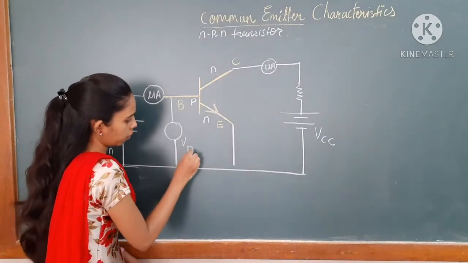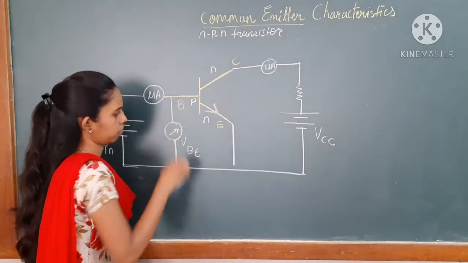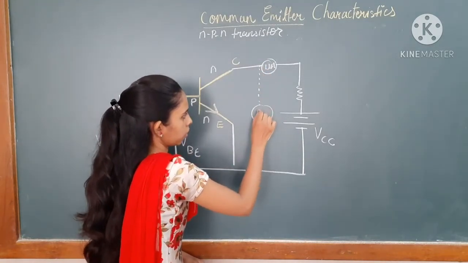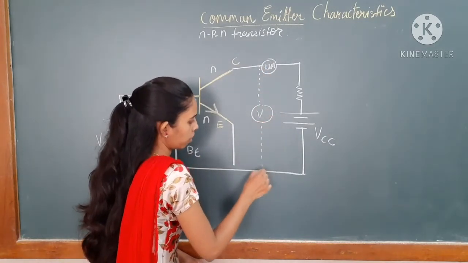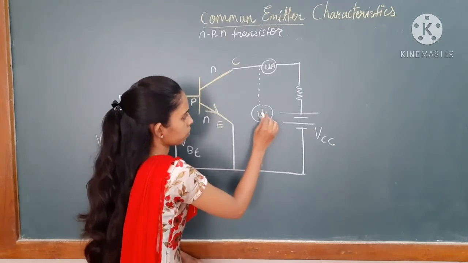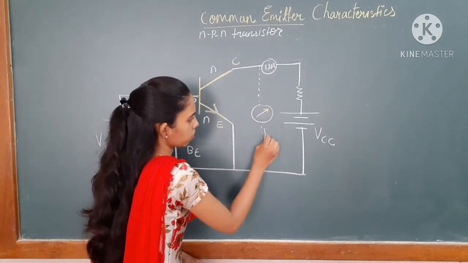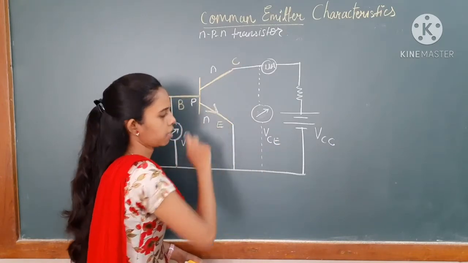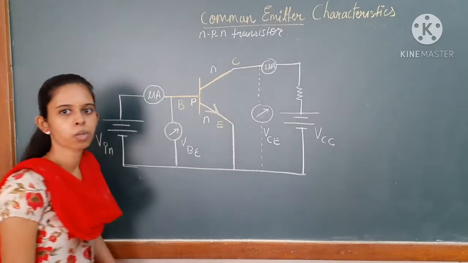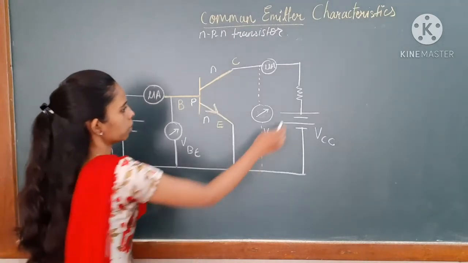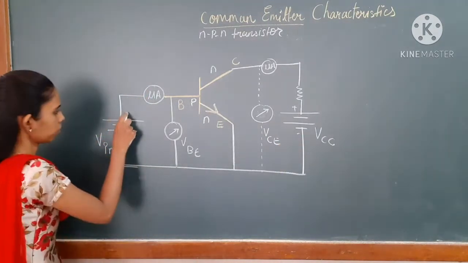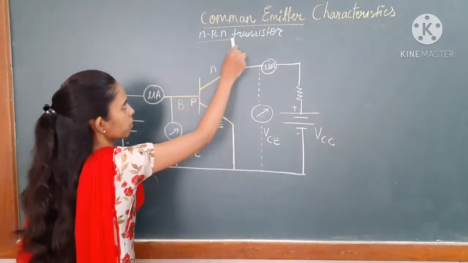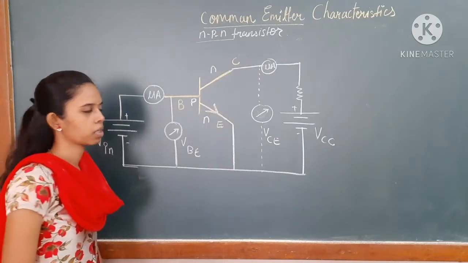So this will be VBE, and it is variable. Here also we attach a voltmeter or variable potential. This potential is also variable, so this will be called VCE, the voltage across the collector and emitter. So this is the diagram for the common emitter transistor, and we have used an NPN transistor.